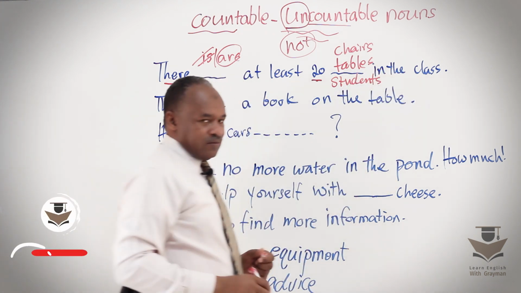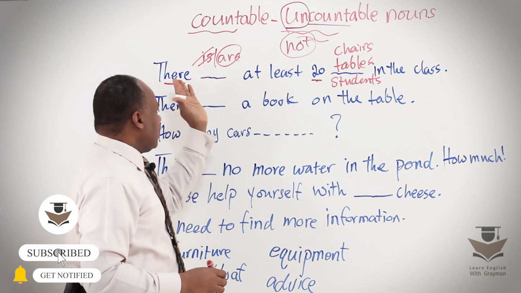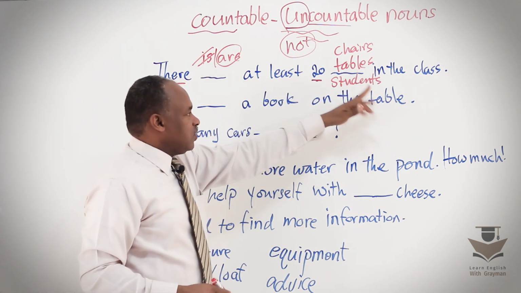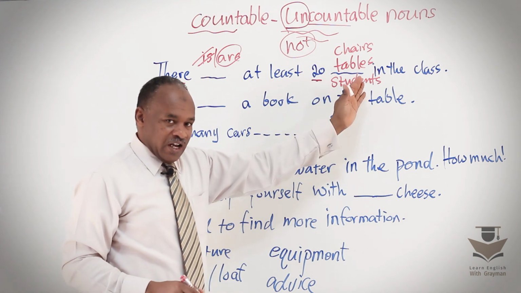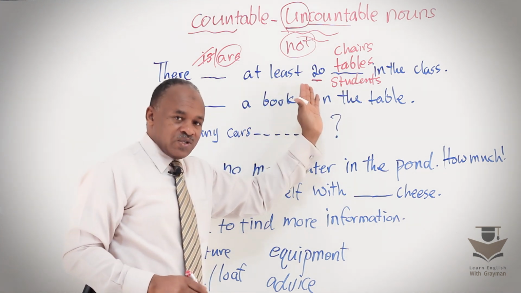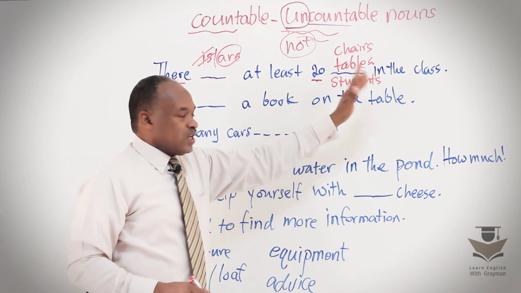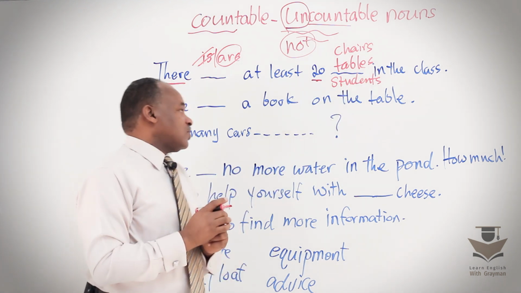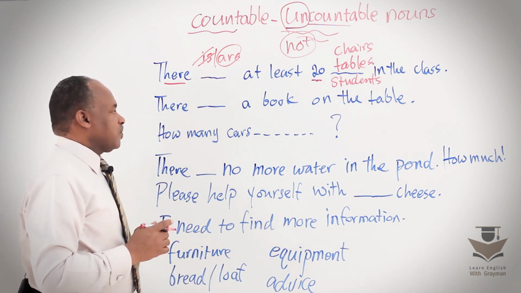Any of this is correct. So you can make three sentences. There are at least 20 chairs in the classroom. There are at least 20 tables in the classroom. There are at least 20 students in the classroom. These are countable nouns.